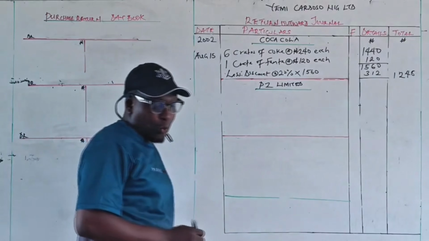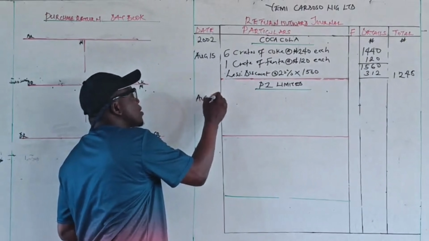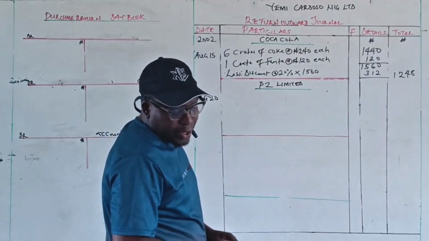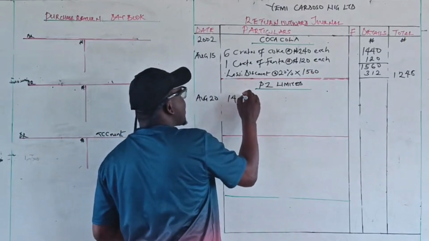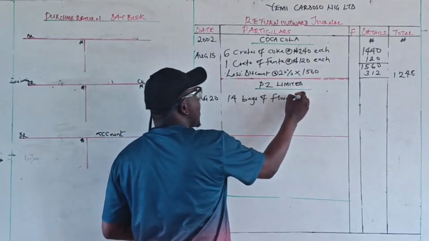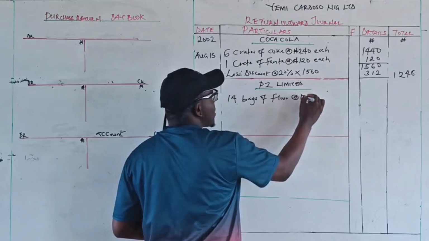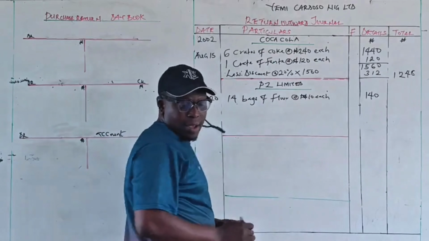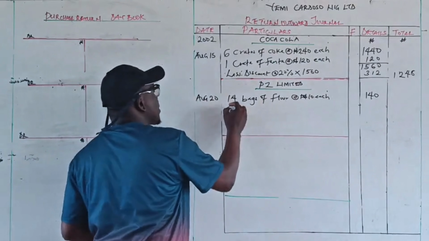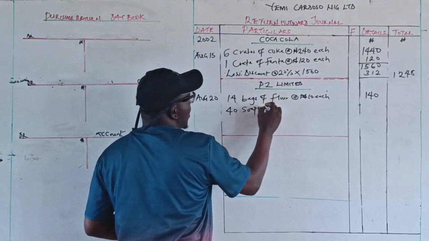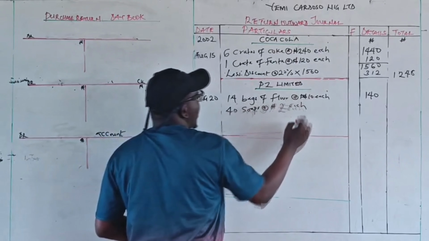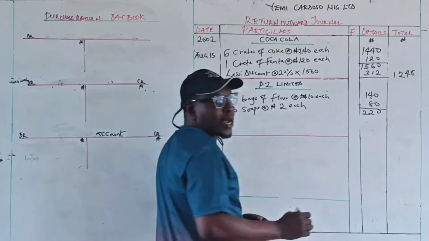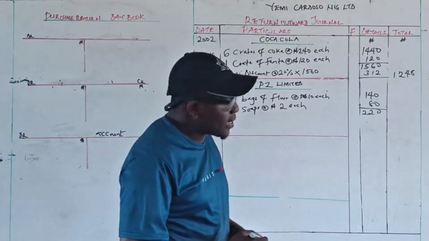Now we move to the next question, which is August 20. Some goods are returned back to BZ Limited. And the 14 bags of flour were returned at 10 naira each. So we have 14 bags of flour at 10 naira each. This gave us 140 naira. Also, 40 soaps at 2 naira each. And this gives us 80 naira. When we add up, we have 220 naira. So we have to charge 10% discount.